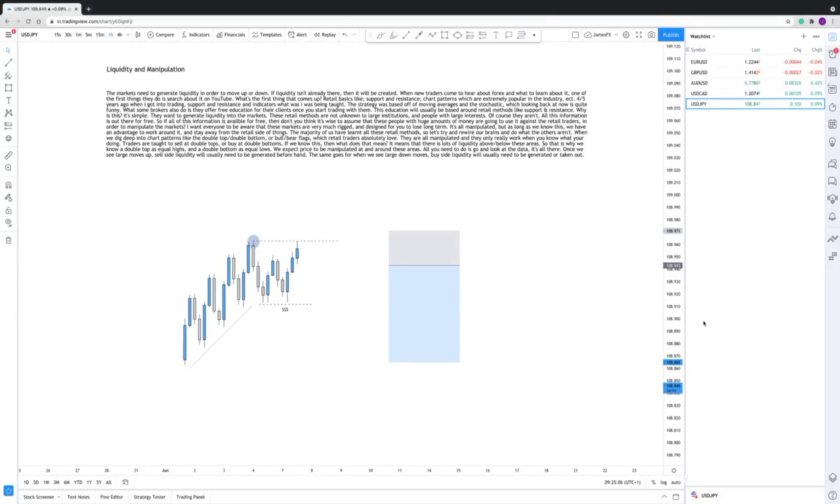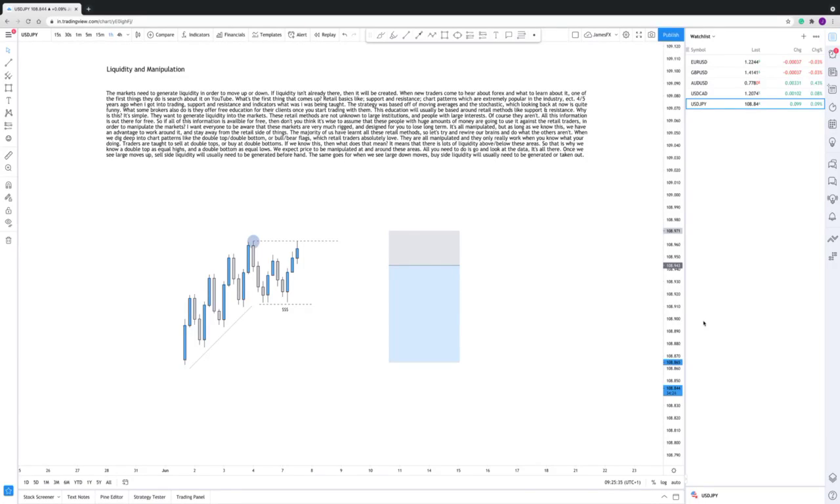So once we see large moves up, sell side liquidity will usually need to be swept or generated beforehand that allowed that move to actually impulsively move. It basically fueled the move. The same goes for when we see large down moves. Buy side liquidity will usually need to be swept or taken out prior.